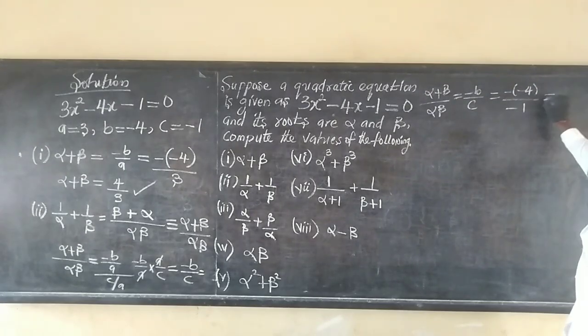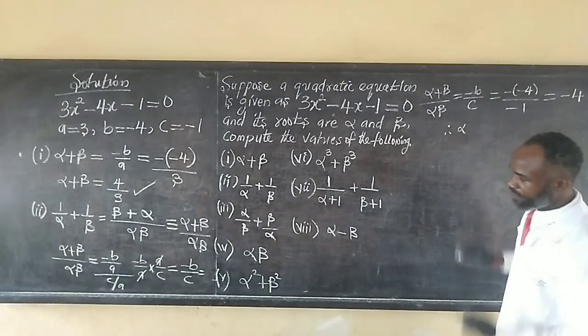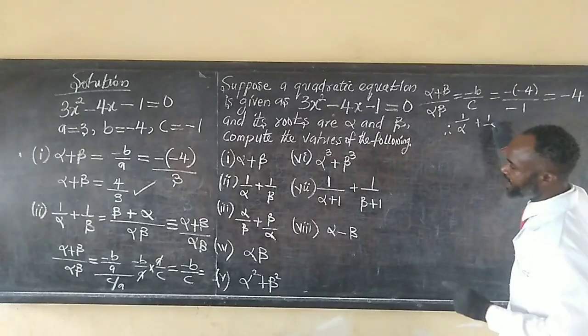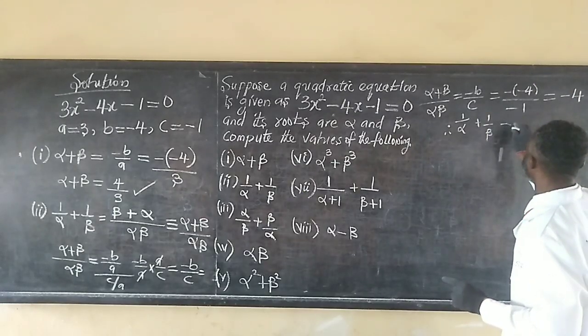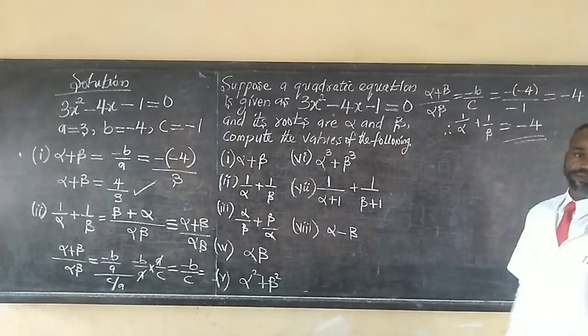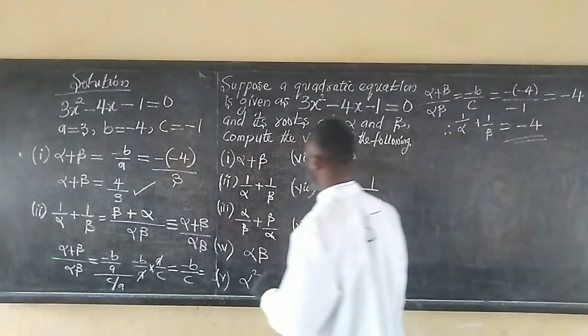And this boils down to positive minus 4. Okay? Therefore, 1 over alpha plus 1 over beta is equal to minus 4. Solved. Take notes. We've solved that. So we move on to question number 3.